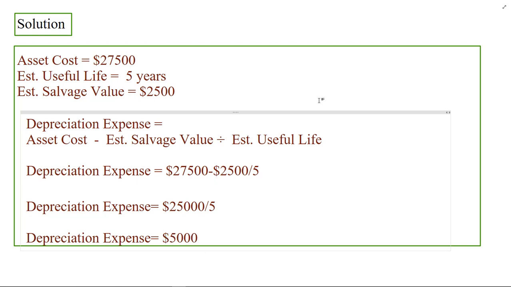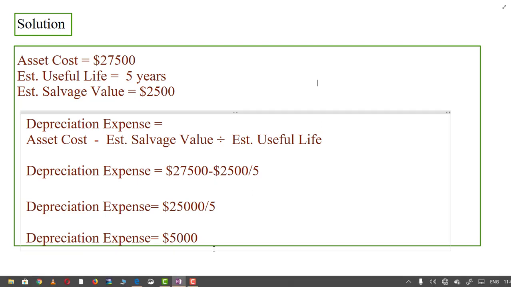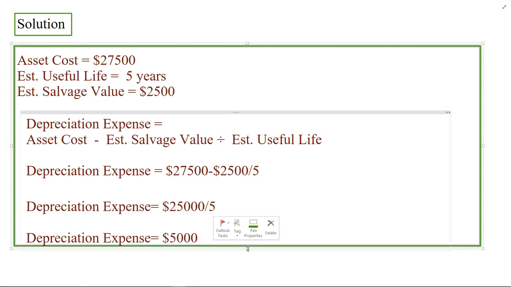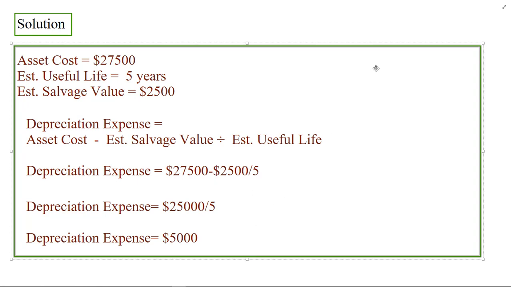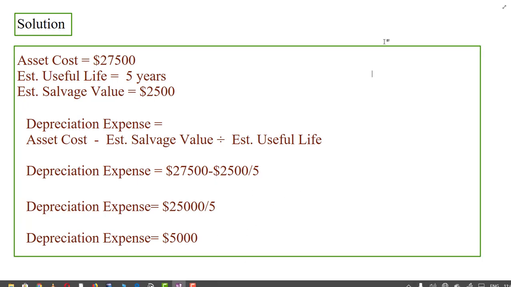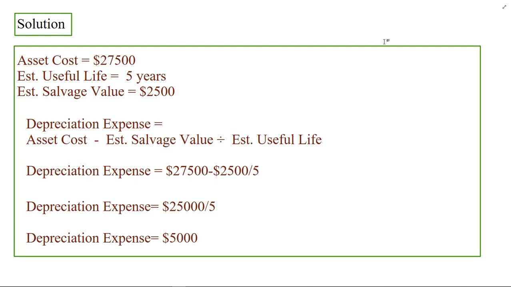Now students, it means that annually the value of the asset will decrease by 5,000 USD. After every year, the value of the equipment which we have purchased for 27,500 will decrease by 5,000 USD. So students, this is called the depreciation expenses, and this is how we calculate the depreciation expenses of the plant assets or of the long-term assets. I hope the concept is clear to all of you.